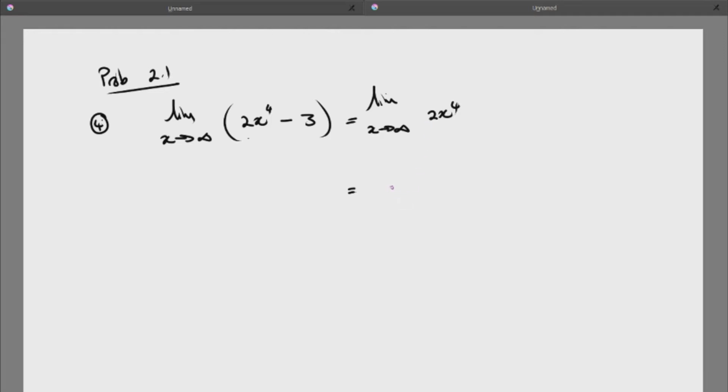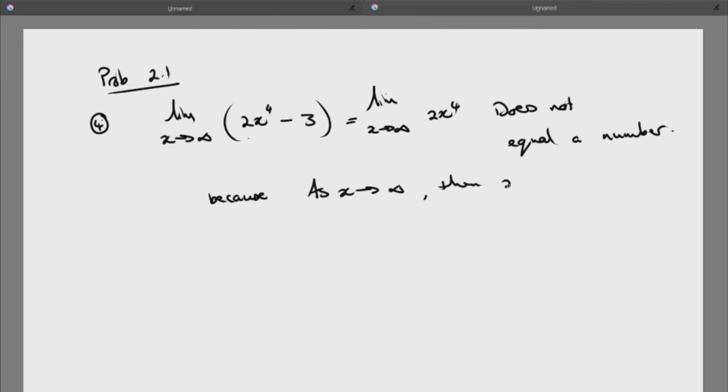let me just rephrase this. This does not equal a number in this case, right? Because we said as x gets really big, then 2x to the 4 minus 3 is going to get really big as well.